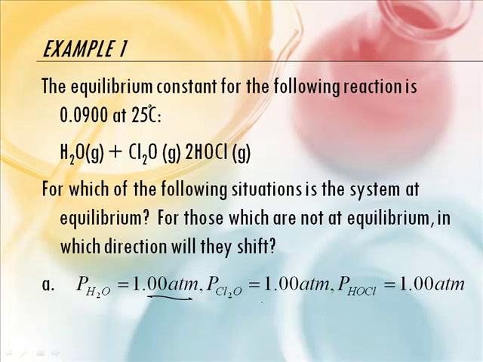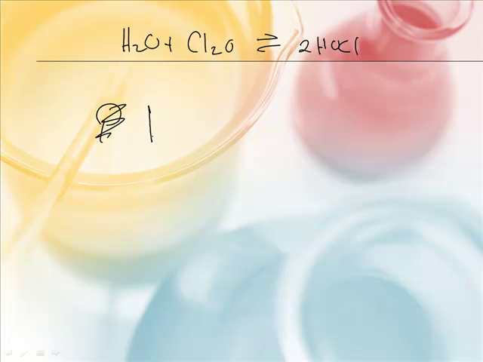All right, let's do essentially the same example. This is example 2. Same exact thing, we just have different numbers. So we have our same reaction, which is H2O plus Cl2O makes 2HOCl.